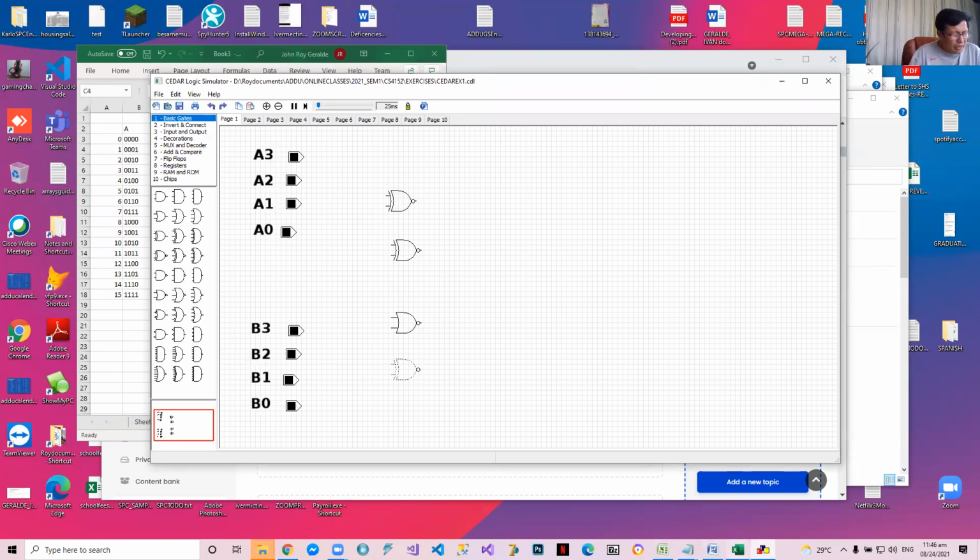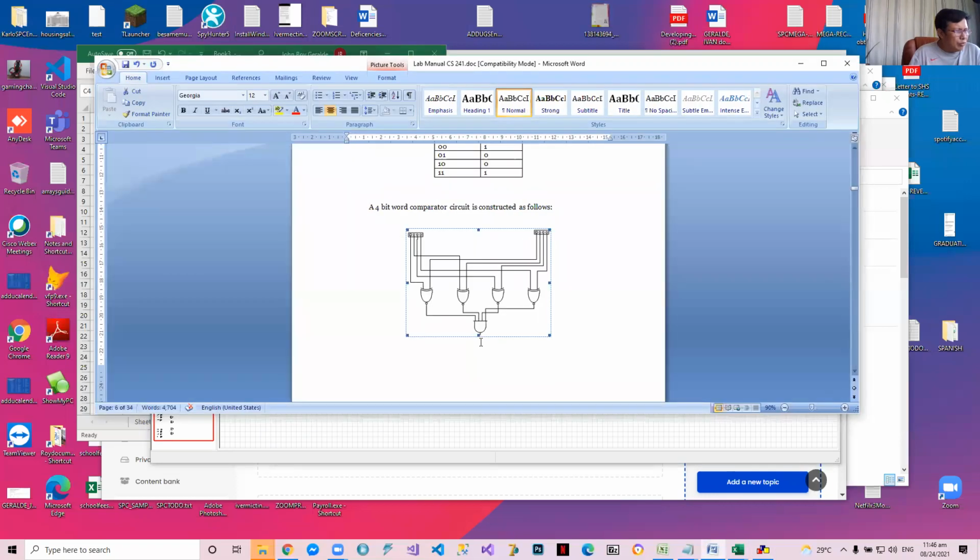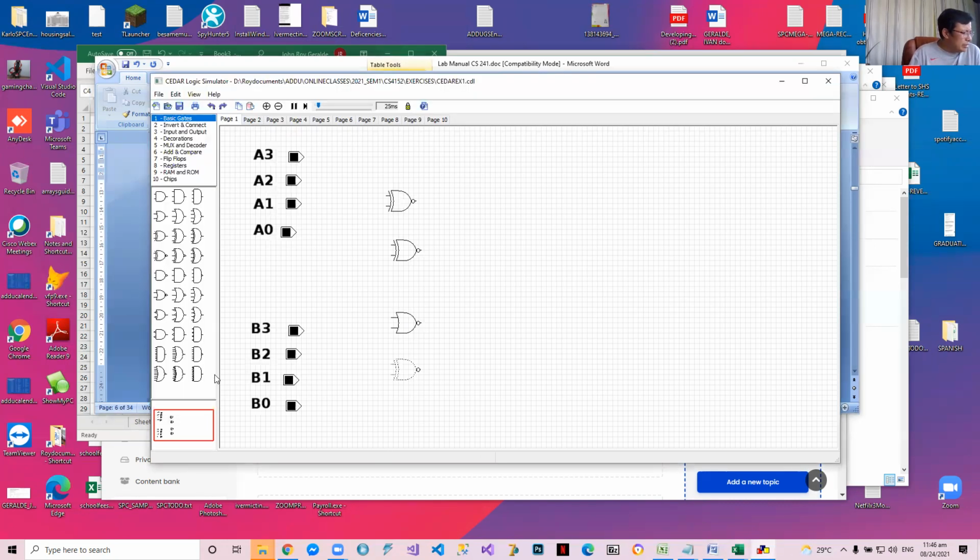After the XNOR gates, you will connect them together with an AND gate. You have to be careful in Cedar Logic because there's something which looks like an AND gate. This is not an AND gate. This is the AND gate, a 4-input AND gate. We put it here, and then we'll put an output.